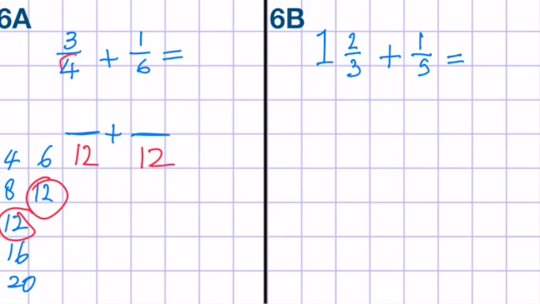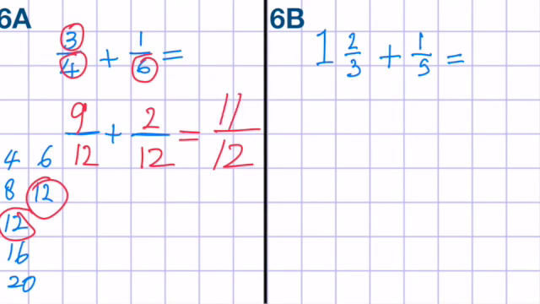Right, what did I do to 4? I times it by 3, so I times the numerator by 3. 3 times 3 is 9. What did I do to 6? I times it by 2, so I do the same to the numerator. So 1 times 2 is 2. So it's 9 plus 2, 11 twelfths.